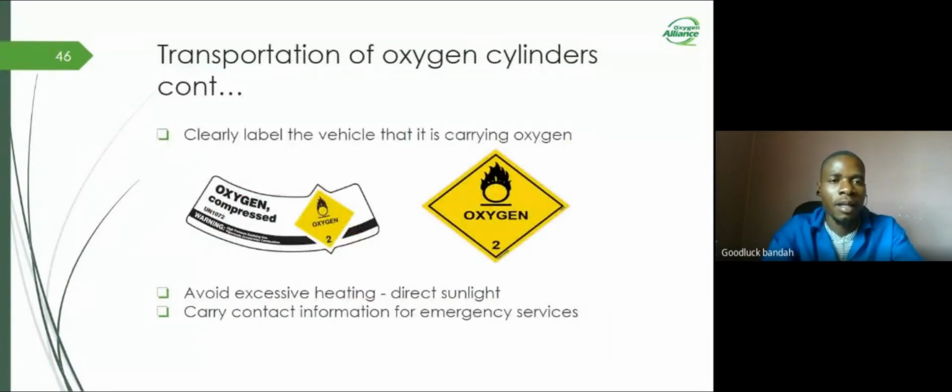Let's look at the other considerations. Clearly label the vehicle that is carrying oxygen cylinders. As you can see, those are some of the labels that you can put on the vehicle that is carrying oxygen cylinders. This is so important so that you notify the public that you are carrying oxygen, which may easily cause a fire. Another thing is to avoid excessive heating. Excessive heating will increase pressure inside the cylinder, and the increasing pressure increases the chances of explosion.